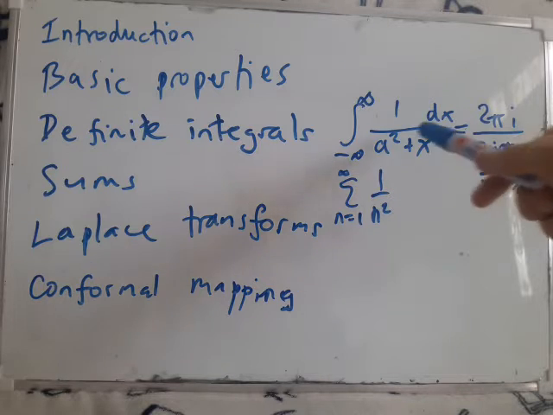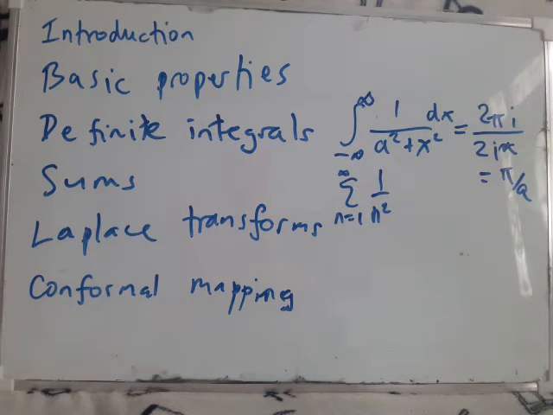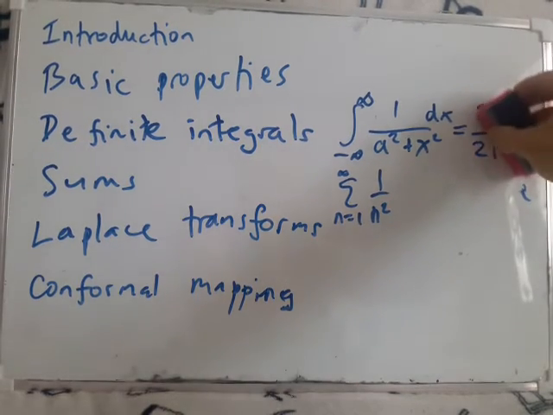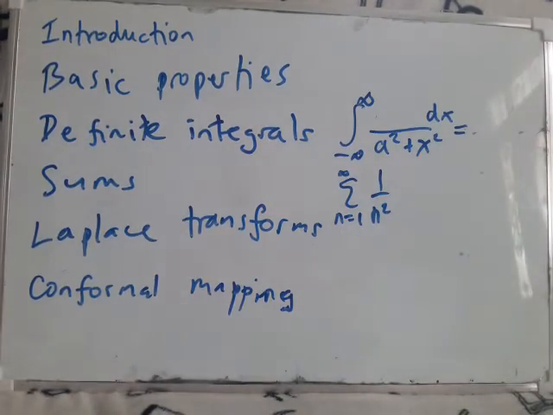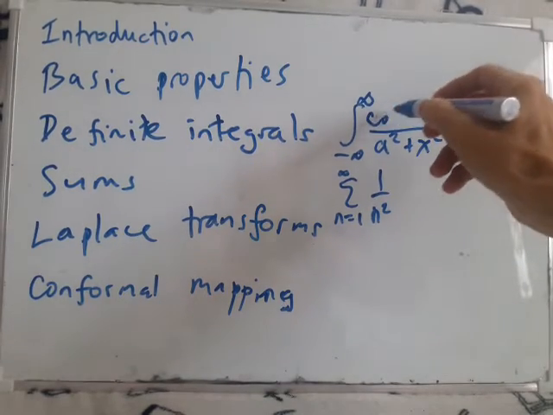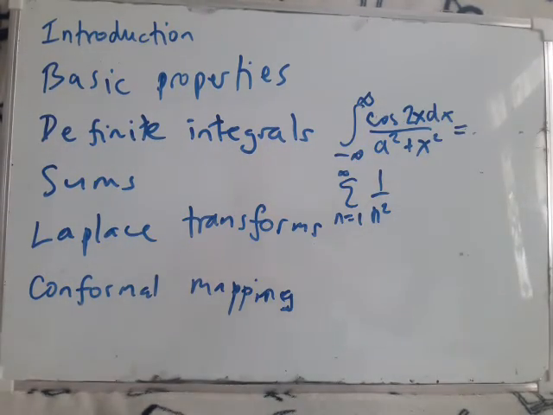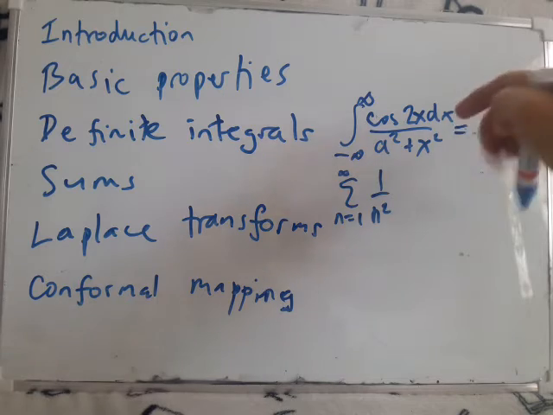Now, of course, this is a fairly straightforward integral to do using ordinary techniques. But if I modify it now and change the top to something like cos 2x, for example, now this becomes much more difficult using ordinary techniques. It's not obvious what the antiderivative of this is, but using the techniques we're going to study in this course, it's actually not much more difficult.